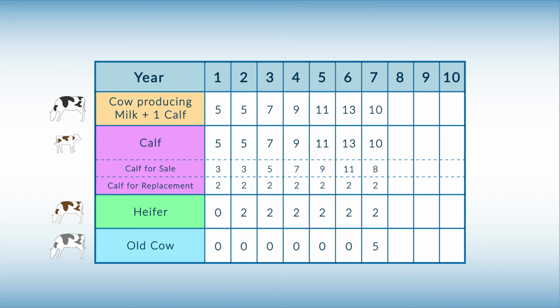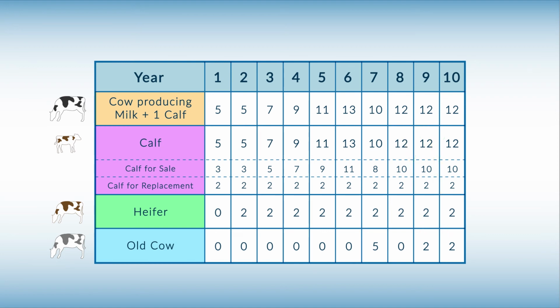In year 7, however, the original 5 adult cows are sold as they have come to the end of their productive lives. This reduces the adult cow herd by 5, but 2 more heifers join, so the total herd size drops to 10. You can see that by the 8th year, the herd size has stabilized at 12 cows, as each year 2 heifers enter the adult herd and 2 old cows are sold off.